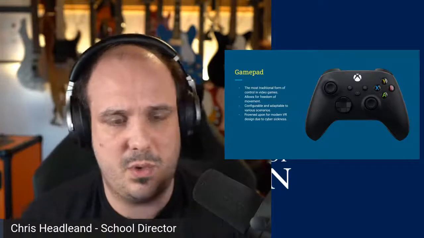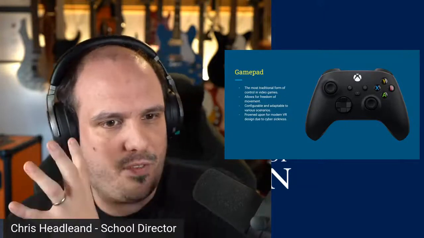These are really good because they are adaptable, they're configurable, we can apply them to a whole range of different applications. We can pick one of these up and steer a car with it. We can also take one of these and fly a jet, fly a helicopter, or, like I say, walk around in a first-person viewpoint. Now, when we first came along to virtual reality, we made huge use of gamepads because they were what we had. So from a commercial VR perspective, they were really useful.